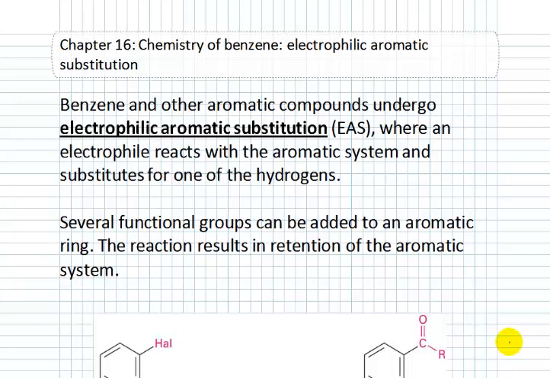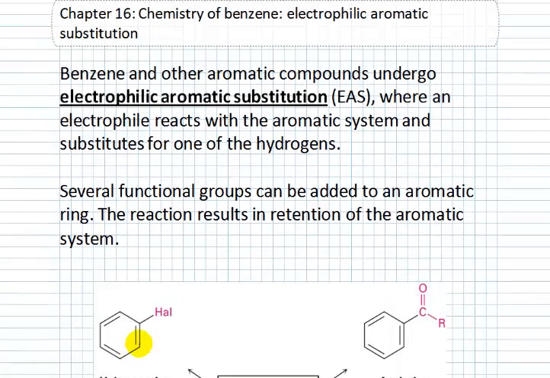Hi, this is chapter 16 on electrophilic aromatic substitution. So, we mentioned briefly in the last chapter that benzene and other aromatic compounds do not have the same type of reactivity as normal alkenes do. The double bonds that we see within the benzene ring are obviously much different from regular double bonds.